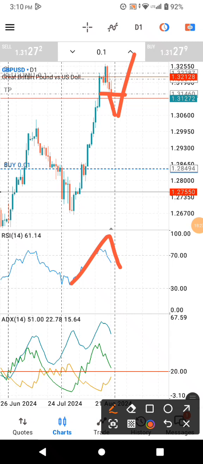It's supposed to pull back. It can pull back and go up like this, or reverse all the way. But you cannot just decide that the market is reversing because the RSI went above 30 and came down. No.